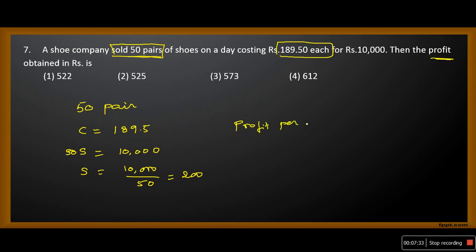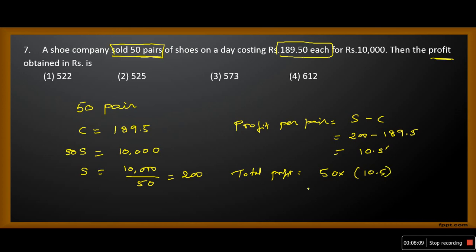Now profit per pair equals, what is profit per pair? Selling price minus cost price of each pair. What is the selling price of each pair? 200. What is the cost price of each pair? 189.5, so the difference is 10.5. Now how many pairs are sold? 50. So total profit equals 50 into the profit on each pair, 10.5. On simplification you get 50 into 10.5, which is nothing but 525. So the answer is option 2.